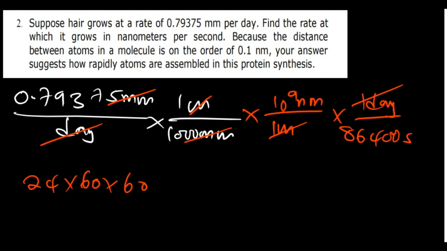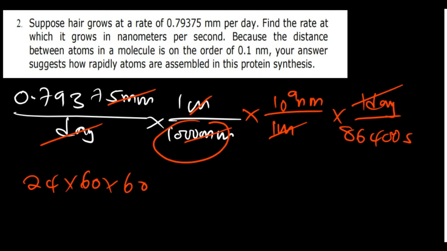86,400. So let's see what we're going to get. We're supposed to get 9.187 nanometers per second. Okay, so we can do it. We are saying 0.79375, this times 10 to the power 9. Then we divide this by, we also have a 1000 down here. Let's not forget, we have got this.